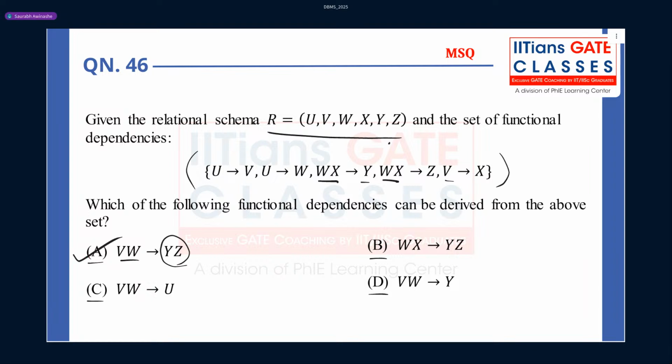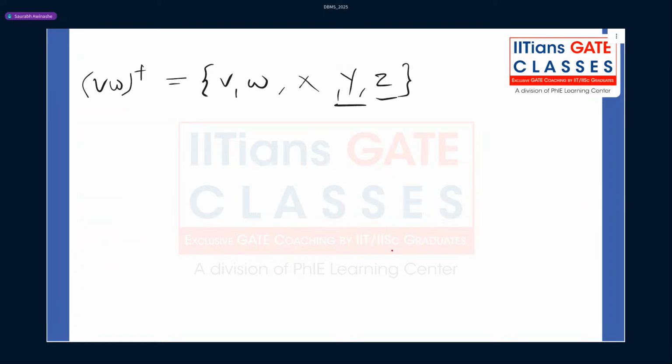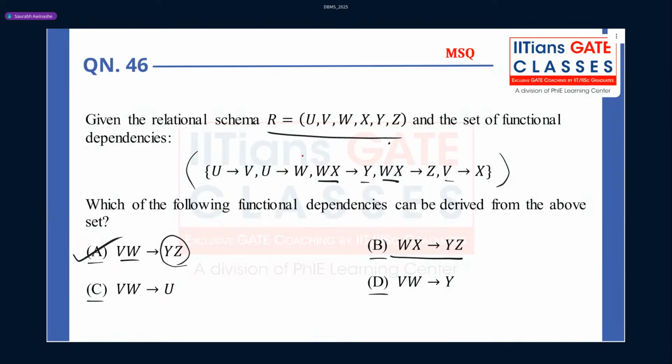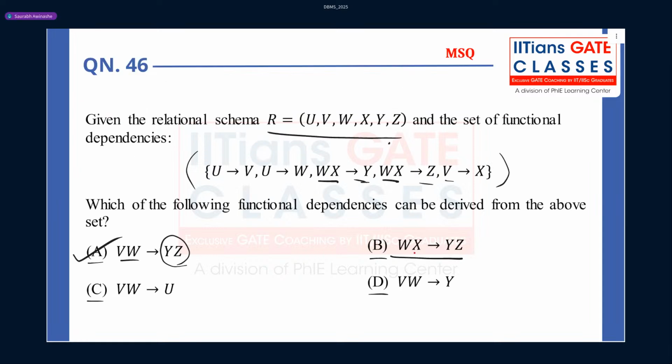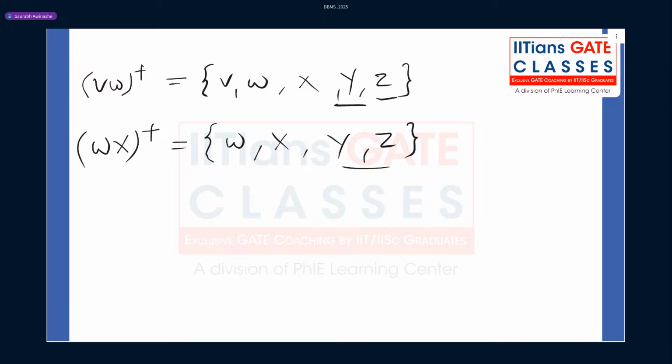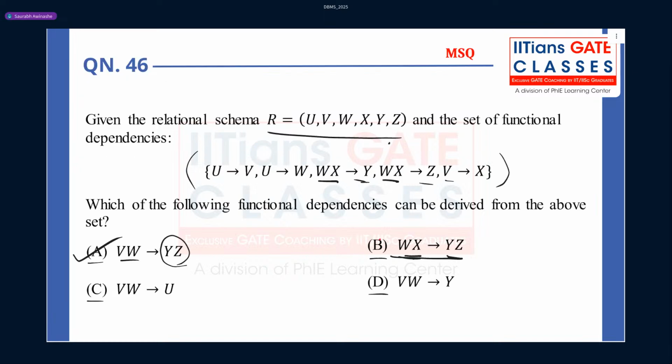Now we look at option B. For option B, we have to calculate the closure of WX. So let's do that. WX. So by default, we'll have W and X in the set. Now WX derives Y and Z. So we'll have Y and Z, right? This is the set. So they're asking whether WX derives YZ, and YZ is in the set, so WX can derive it. So option B is also true.